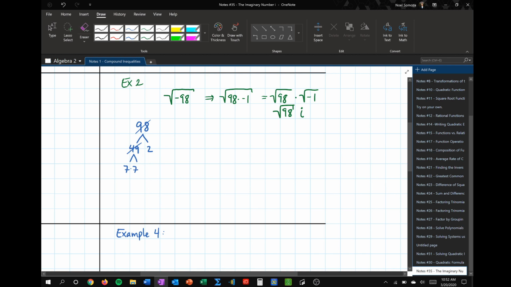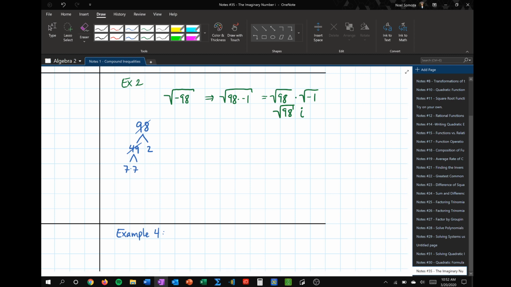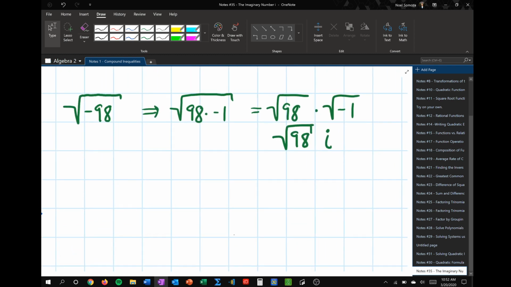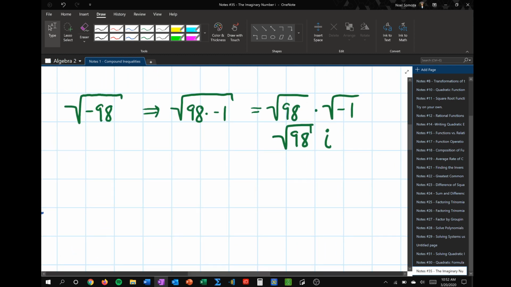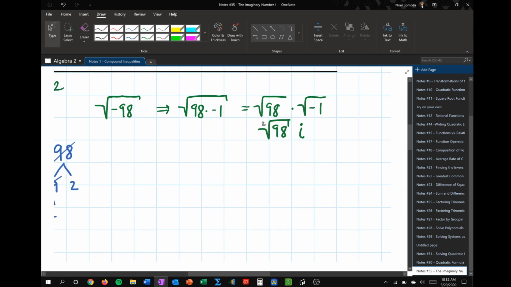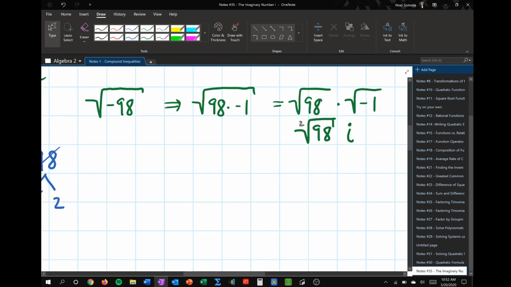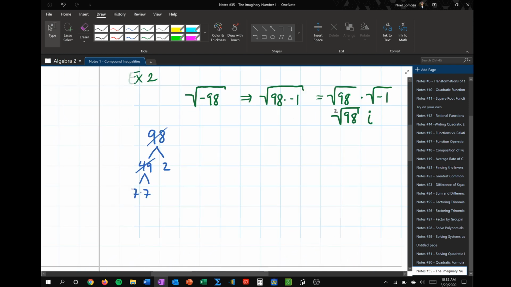Okay, so now here's what you do. If I'm trying to find a way to rewrite the square root of 98 as something else, you look for a pair. The reason why you look for a pair is because if you go back to this square root, remember, square root means that it is the opposite of a square. So an opposite of a square root, there's a power of 2 in there somewhere, right? So what we're looking for is 2 of the same number. If I have 2 of the same number, I can group them up.